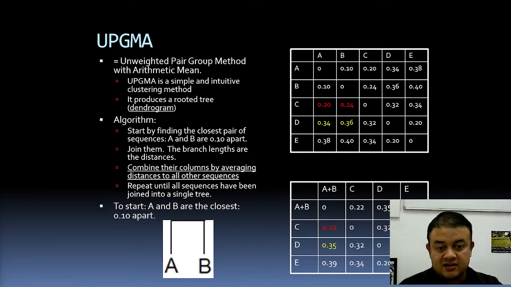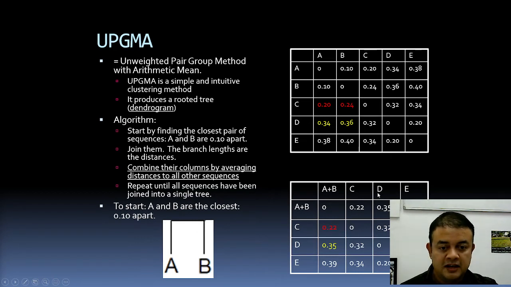Now the next step is to look at which is the lowest distance. Because it's a distance matrix, not a similarity matrix, here I can see instantly this is the least, D and E, right? D to E, 0.20, same 0.20 here. This is the least distance. And then what is the next step? Yeah, you guessed it. D and E should form another node, right?